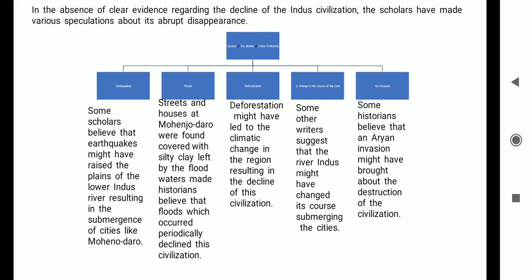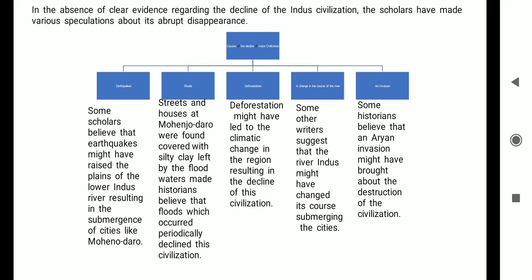Another reason for the decline of this civilization could be deforestation. Millions of trees were cut down to produce jewelry, to make boats and furniture, and to bake pottery and bricks. The deforestation led to floods and droughts, which eventually destroyed this civilization, while others feel that River Indus might have changed its course, submerging the cities.